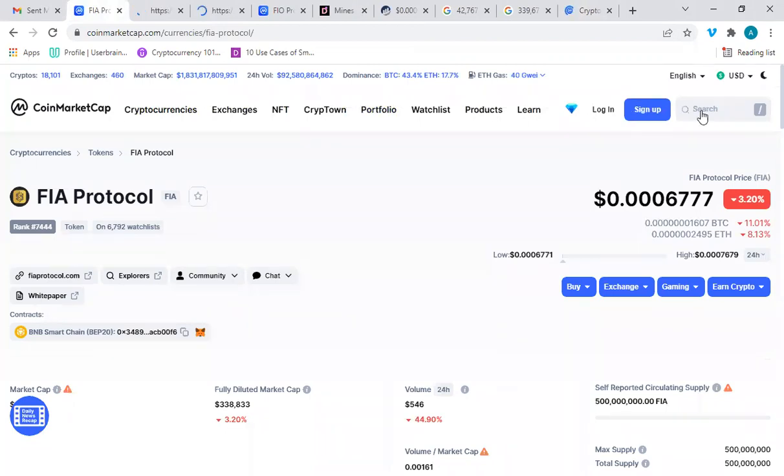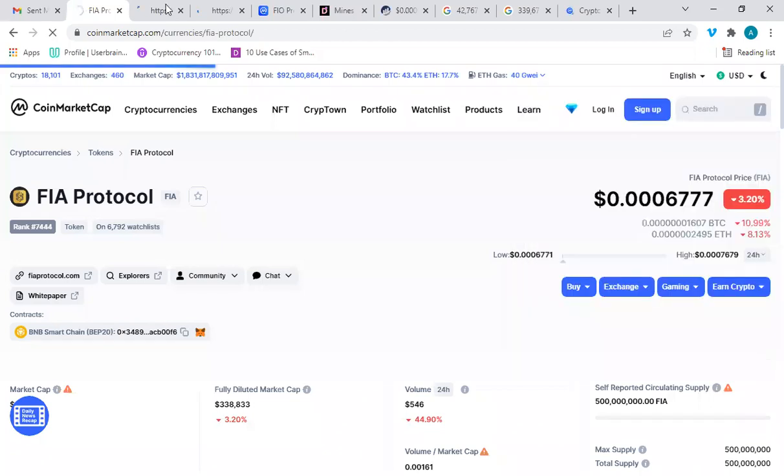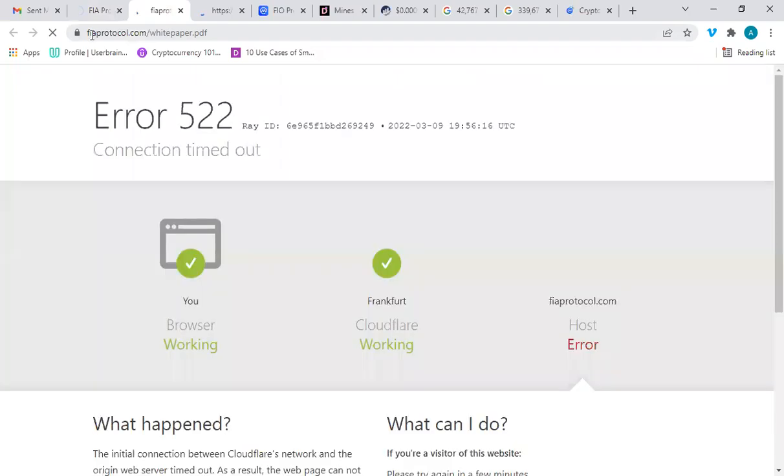Now, let me show you this point. You see how they display their team and everything. So, always check for their team. When they display their team, check for their reputation on Twitter, whether people are actually following them. This one does not even have a white paper. Let me check for this MLT. Yes, I think I downloaded some white paper too.